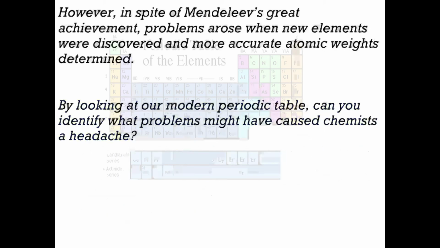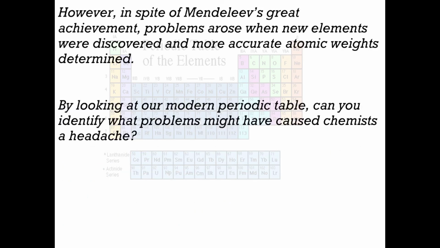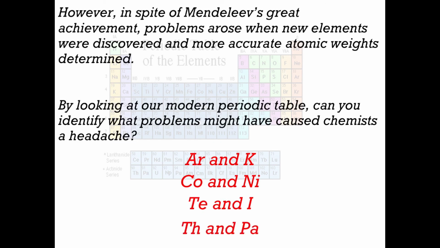However, it wasn't all roses. In spite of all of these achievements, problems arose when new elements were discovered and more accurate atomic weights were determined. The weights that we had before were more kind of like ish. And as we got better and better atomic masses, some of them started being out of order, which is a problem. So if you go find a periodic table, and you can pause this while you go find one, look at the masses of argon and potassium and the masses of cobalt and nickel, right? And these other ones. Look at the masses on our current periodic table.